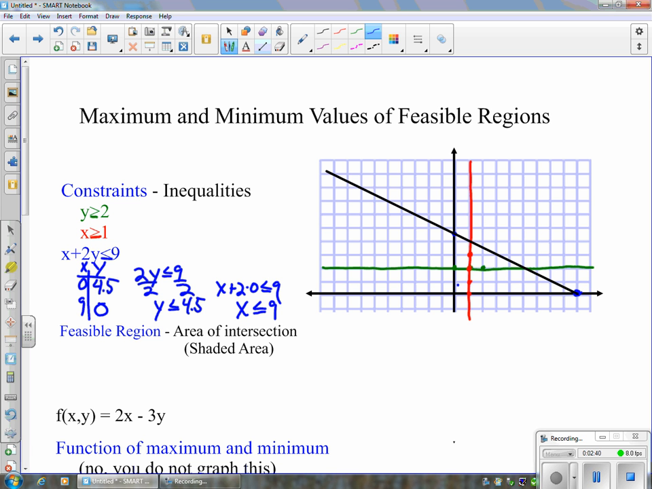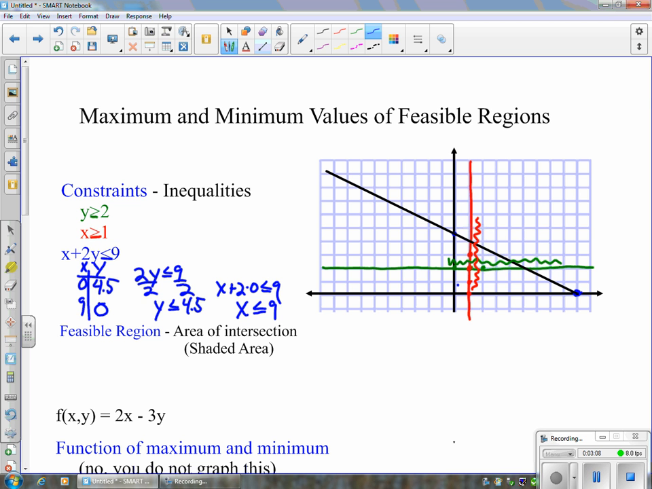Feasible region is an area of intersection. It's basically what gets shaded. So the green, y has to be greater than or equal to 2. Okay, well that's pretty easy. Everything greater than or equal to 2 is above this line. The red equation, x is greater than or equal to 1, so that's going to be this side of the line. And the blue equation, which side do I graph?